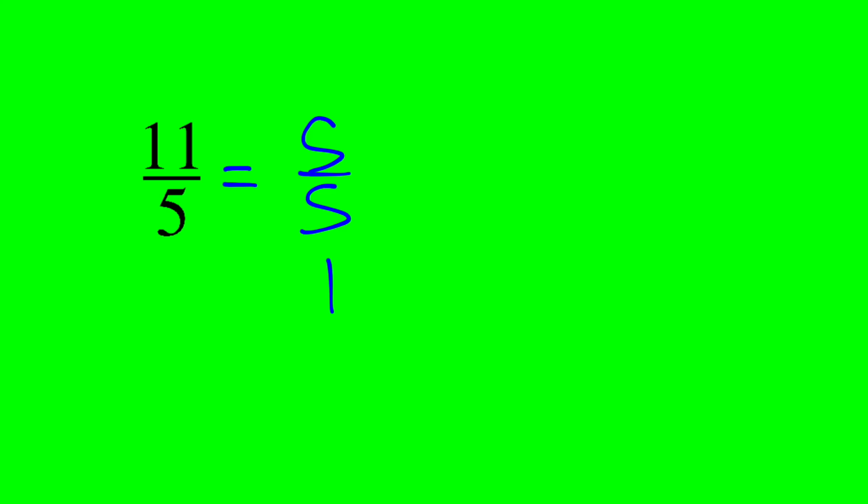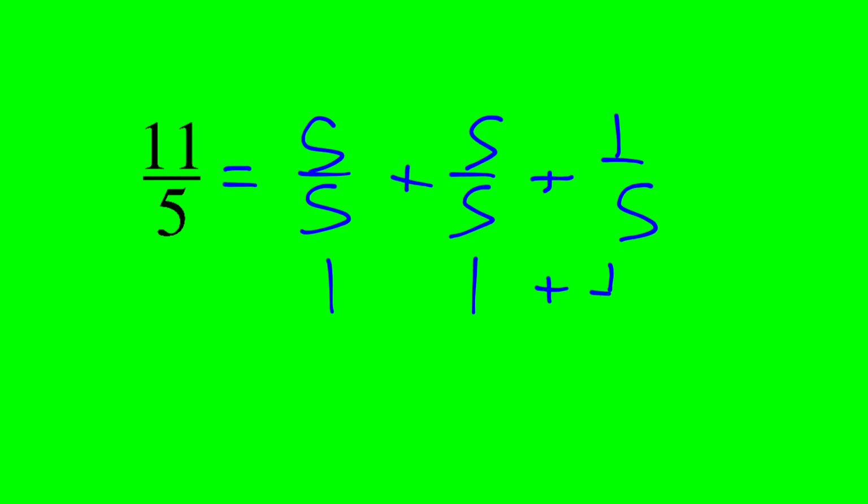If I look at one more, 11 over 5, well, this fraction is divided into parts of 5. If I try to bring all the wholes out of this, that's 5 out of 5, or 1 whole. 5 out of 5, or 1 whole. 5 plus 5 makes 10. To get to 11, we're going to have 1 left over out of 5, which means our mixed number will be 2 wholes and 1/5.